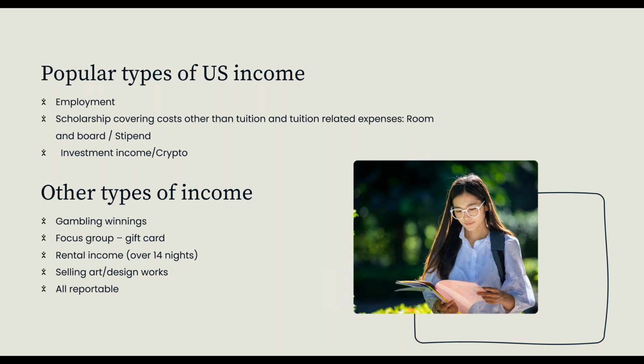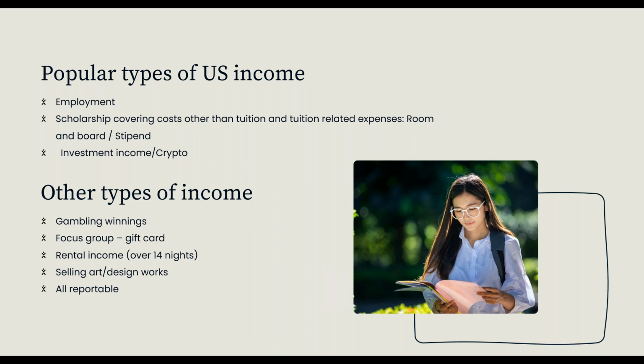So looking at some of the incomes then that will trigger a filing requirement. Obviously the first and most common is your employment income. So maybe you had on-campus employment, you worked in the canteen or the library, for example, and the wages and salary received from that is considered income and will trigger a filing requirement. Maybe you've got a scholarship that covers costs other than tuition or tuition-related expenses. So maybe your scholarship covers room and board or includes a stipend. That is considered income and will trigger a filing requirement.